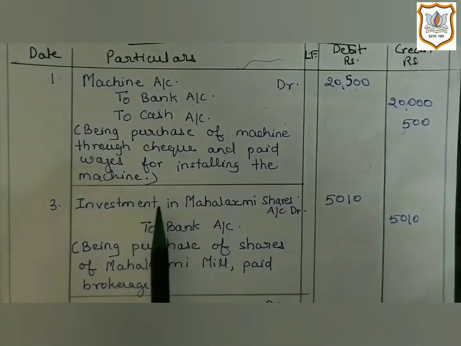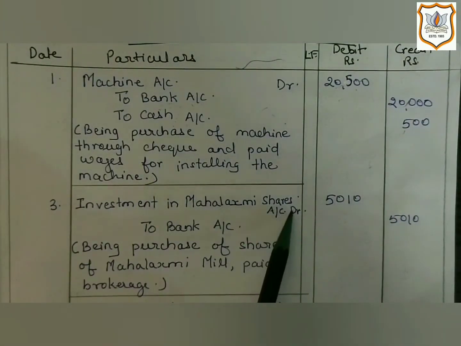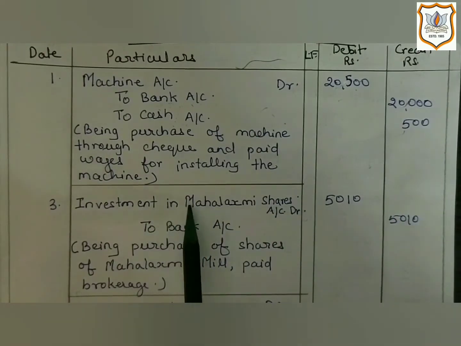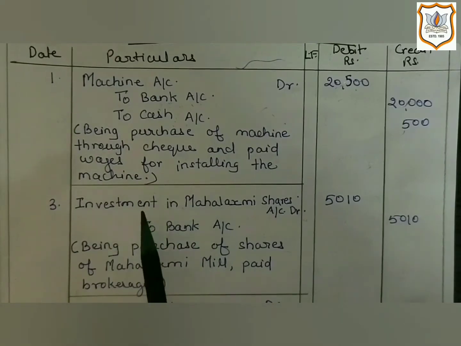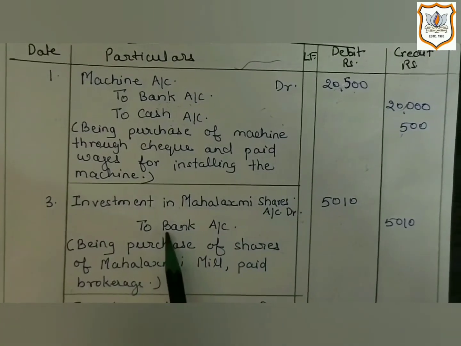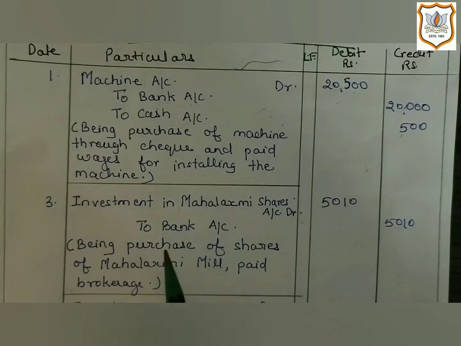So here investment in Mahalakshmi shares account will be debited as investment is an asset. So here we will apply the rule of real account, that is debit what comes in. Here asset is being created, asset increases. That's why it will be debited. Then as the owner has made payment through check, that's why here bank is a giver. So as per the rule of personal account, bank account will be credited.